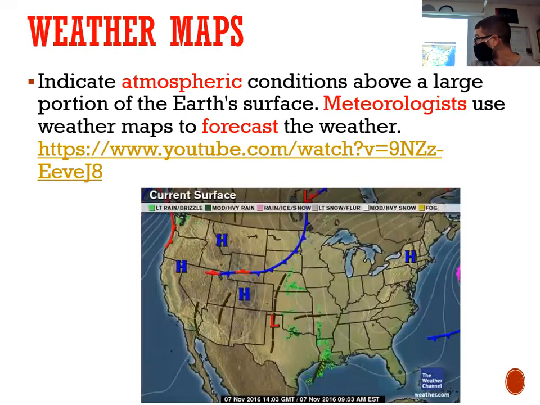Moving on to our next one, weather maps. How are weather maps useful? Give you guys a moment for that. We're going to start our game of Kahoot here in about 5 minutes.